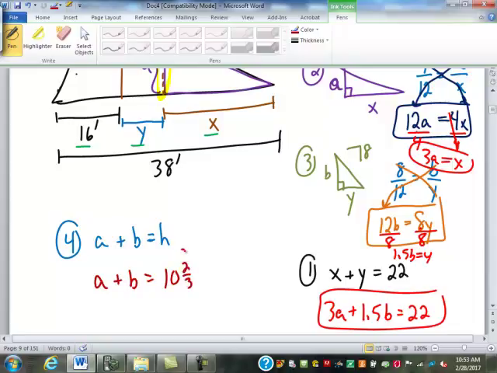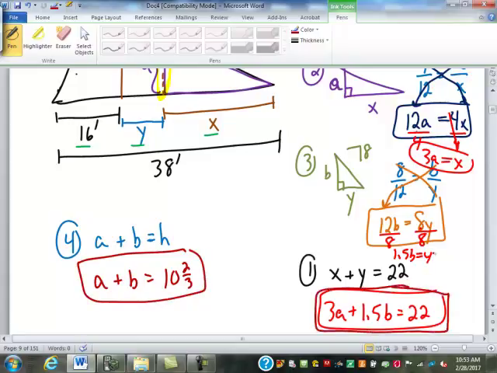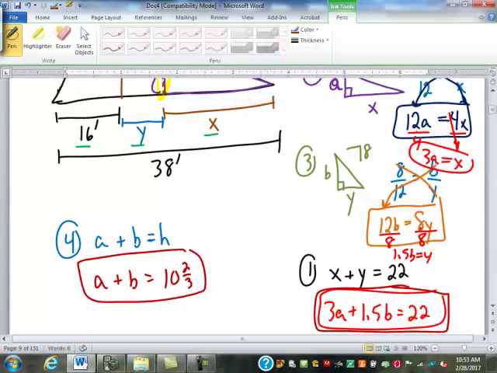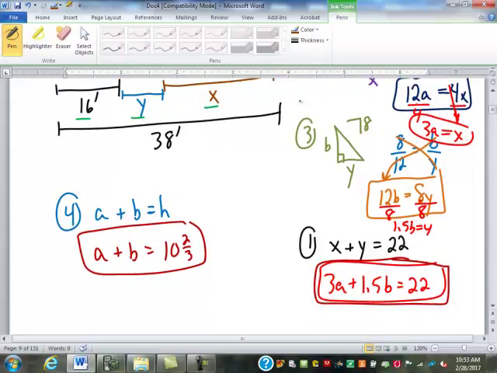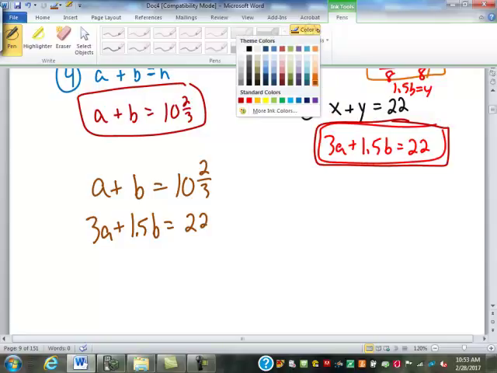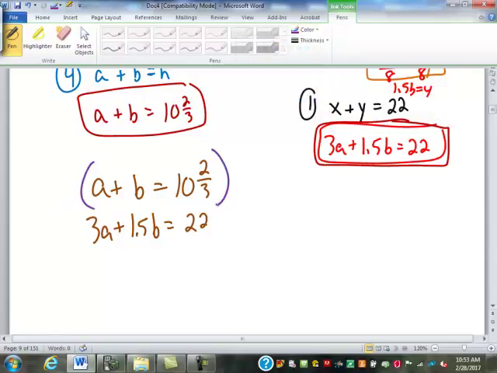So now we have a true system of equations. A and b are my two variables, and I have two equations. So we have a few different options we can try here. All of them are just a wee bit ugly, I'll be honest with that. So I'm going to set this up in the way that we're used to seeing them. So a plus b equals 10 and 2/3, and 3a plus 1.5b equals 22. I'm going to multiply this top equation by a negative 1.5. Why would I do that?